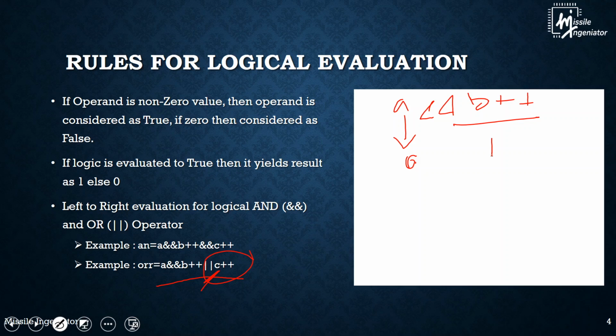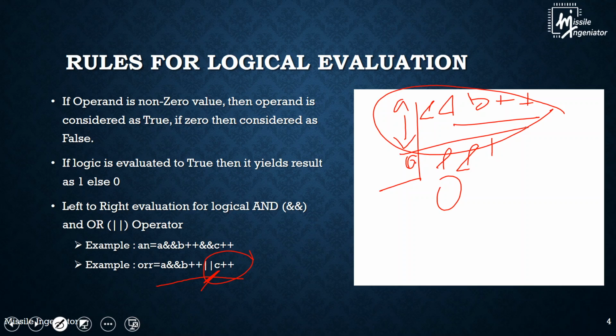If b plus plus is 1, then evaluating 0 ampersand ampersand 1, you can say this whole operation is 0. That's because if a is 0, the whole value is 0, which I explained just before for AND operations. Though this is 0, you need not stop the evaluation process, because there is an OR operation here.